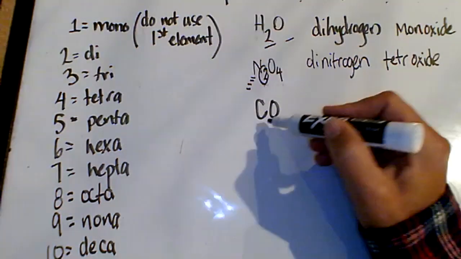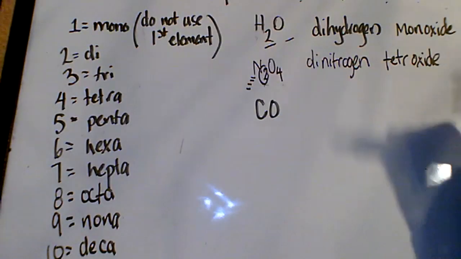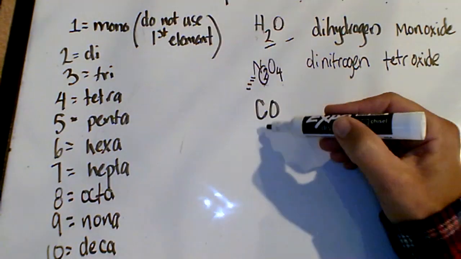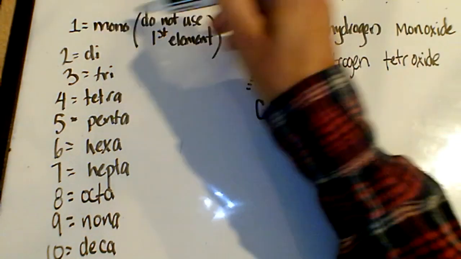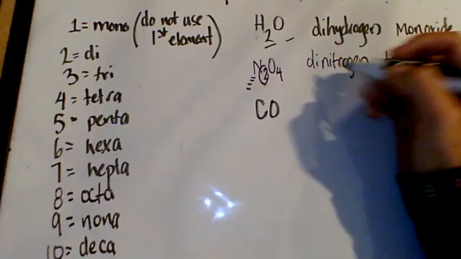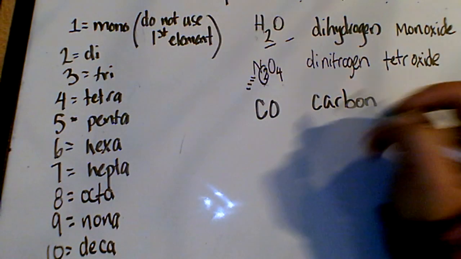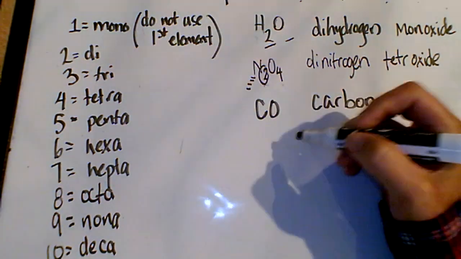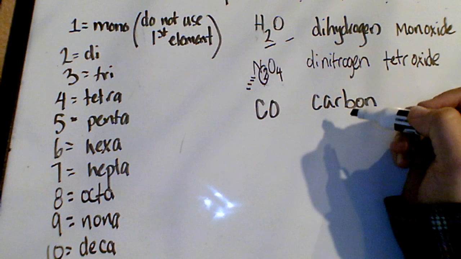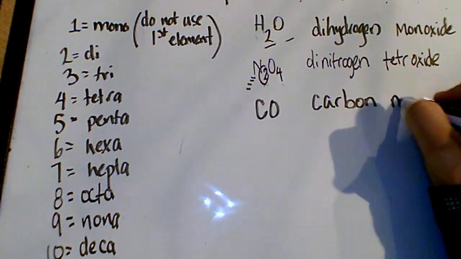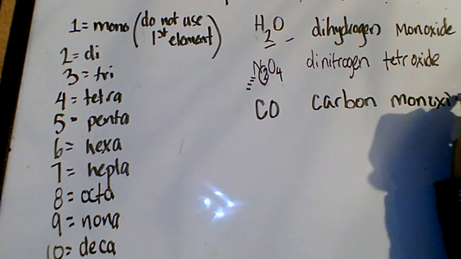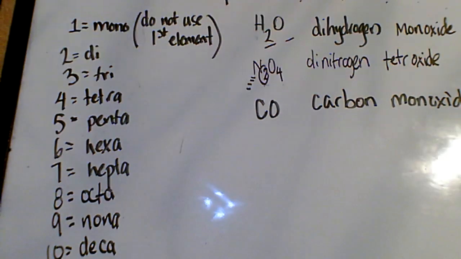Let's do 2 more here. All right, first element is carbon. It's a nonmetal. This is covalent. There's only 1 carbon. However, I do not use mono for the first element, so I will just say carbon. There's 1 oxygen. The prefix for 1 is mono. It's not the first element, so I will use it. All right, simple as that, guys.